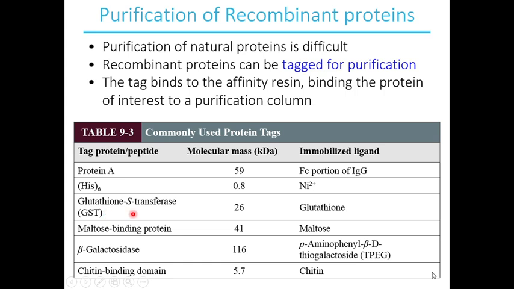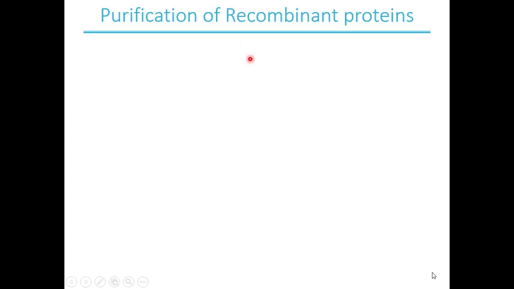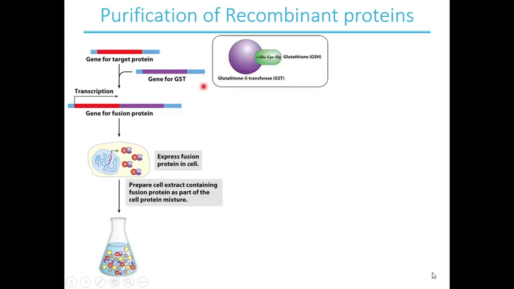Another example is glutathione S-transferase. It's a protein which has high affinity towards glutathione. Let us consider an example. This example involves purifying a recombinant protein attached to a GST tag. The gene for the GST tag is fused to the carboxy terminus of the gene for the target protein, thereby making a fusion tag in the cloned plasmid.